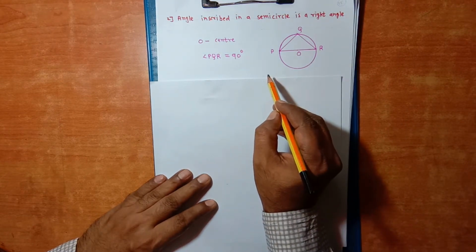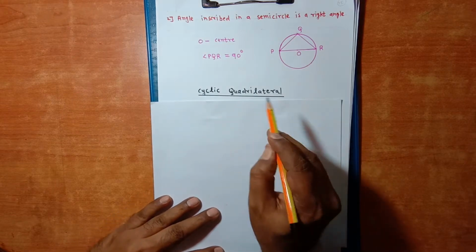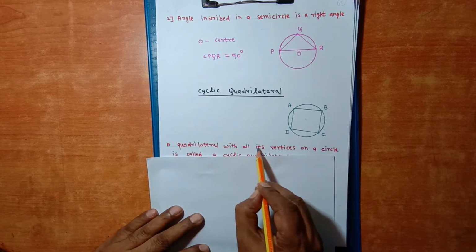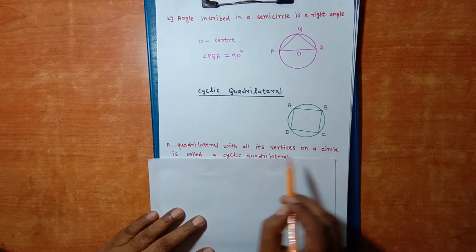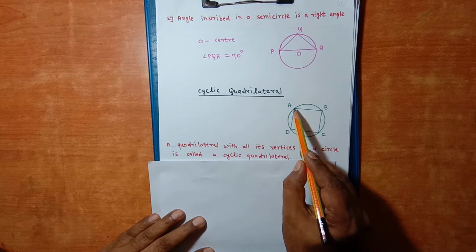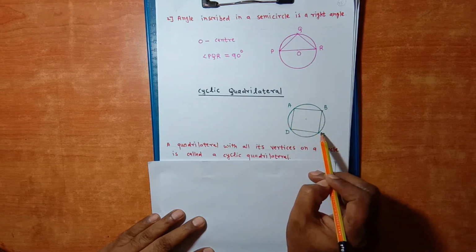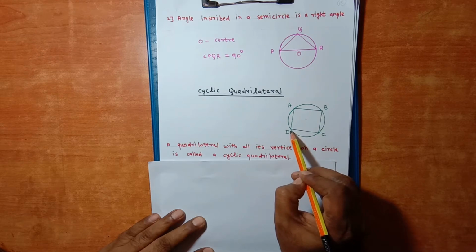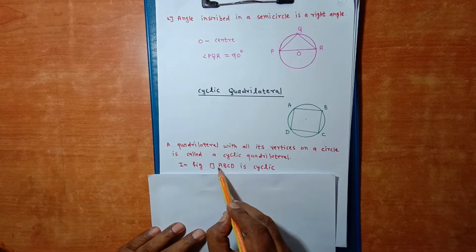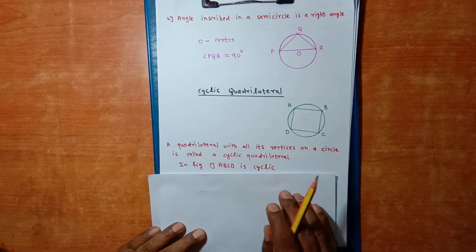Previously we have studied different types of quadrilateral. Now we will see the cyclic quadrilateral. A quadrilateral with all its vertices on a circle is called a cyclic quadrilateral. In the case of quadrilateral ABCD, point A, point B, point C and point D are its vertices which lie on the same circle. So quadrilateral ABCD is cyclic.